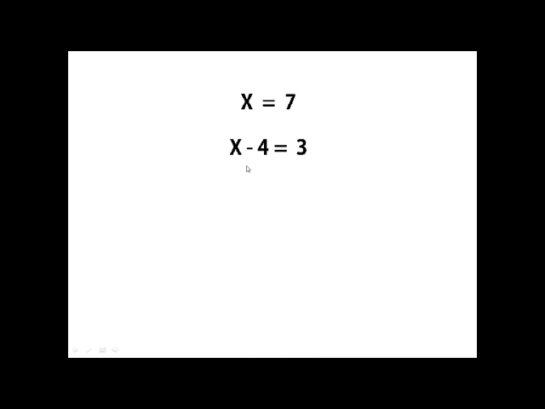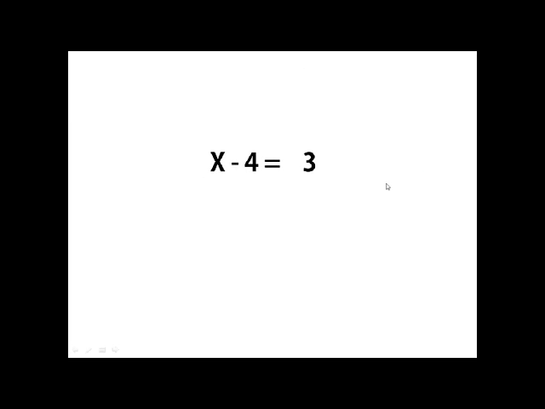Let's see, here is our original equation. x minus 4 equals 3, correct? We plug in 7 for x. 7 minus 4 equals 3, and it is true.